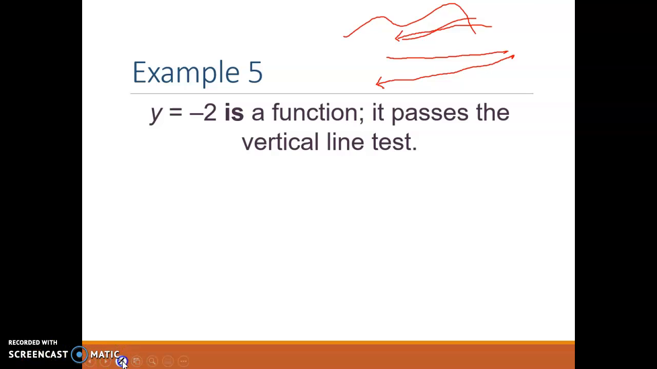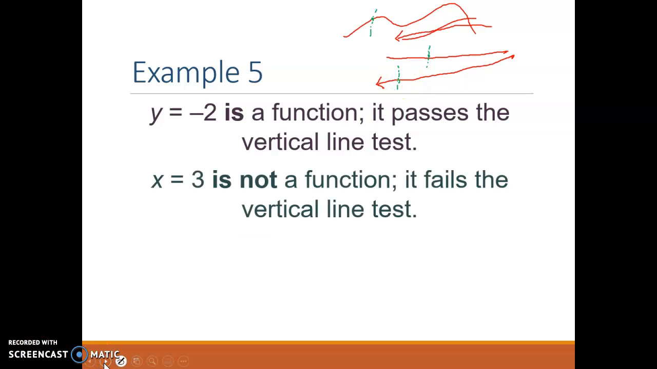In order for it to be considered a function, which is a special type of relationship, it must pass the vertical line test. If I pass a vertical line through it, it can only cross the line once. So this is a function, this is a function, and this is a function, because each time it crosses those lines, it only passes once. So y equals -2 is a function because it passes the vertical line test.